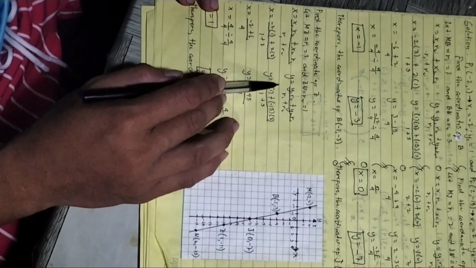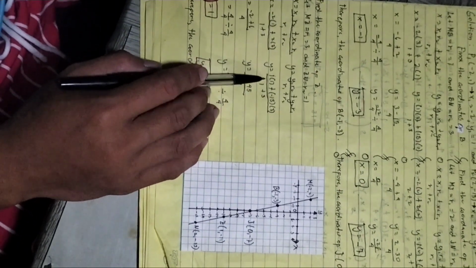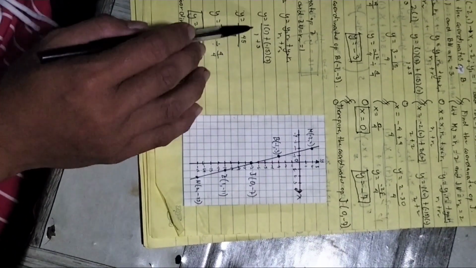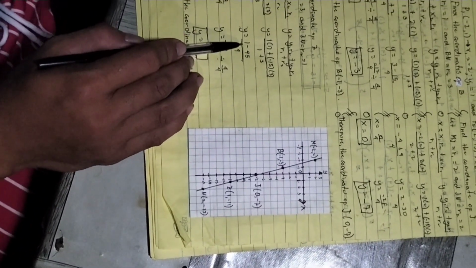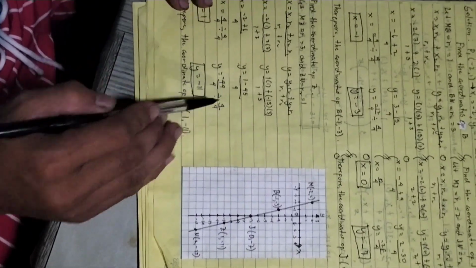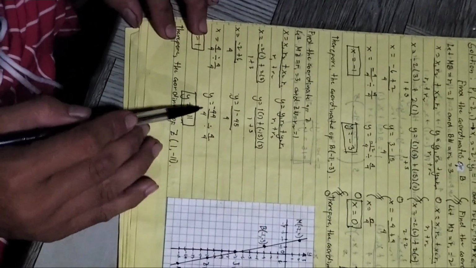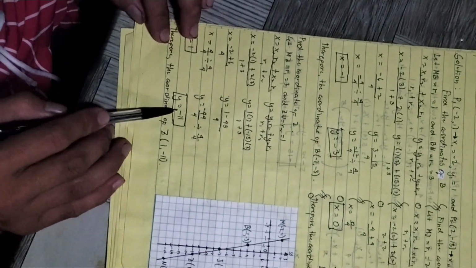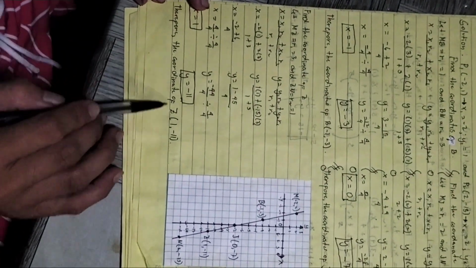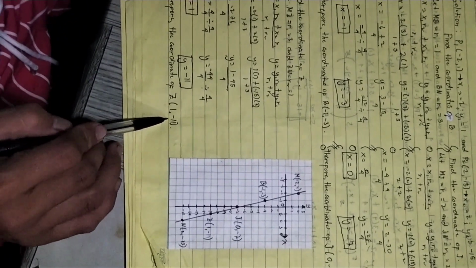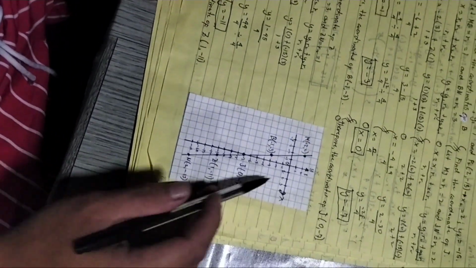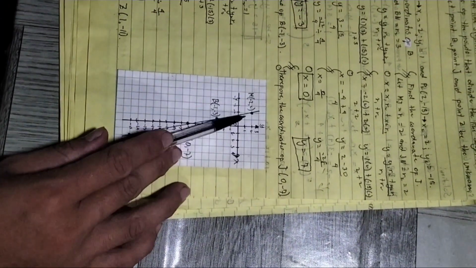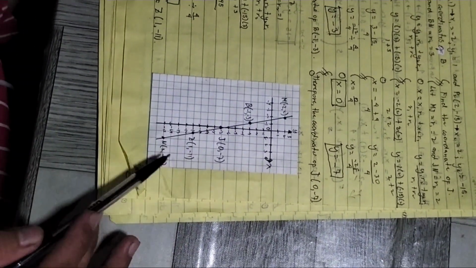So y, this is the formula of y. Y is equal to 1 times 1 plus negative 15 times 3 over 1 plus 3, and y is equal to 1 over 45 over 4. And y is equal to negative 44 over 4, divided into 4. So y is equal to negative 11. Therefore, the coordinate of Z is 1 and negative 11. So this is the graph of number 6: the M, B, G, Z, and N.